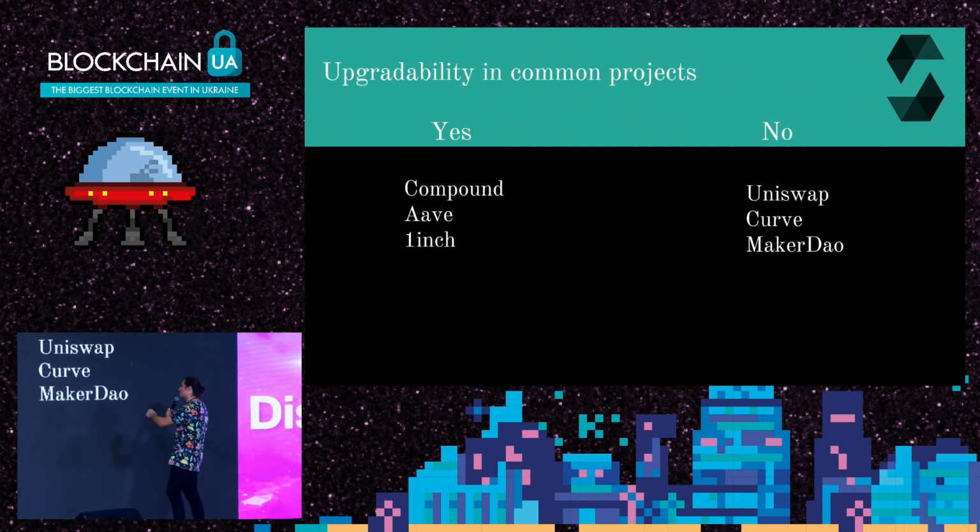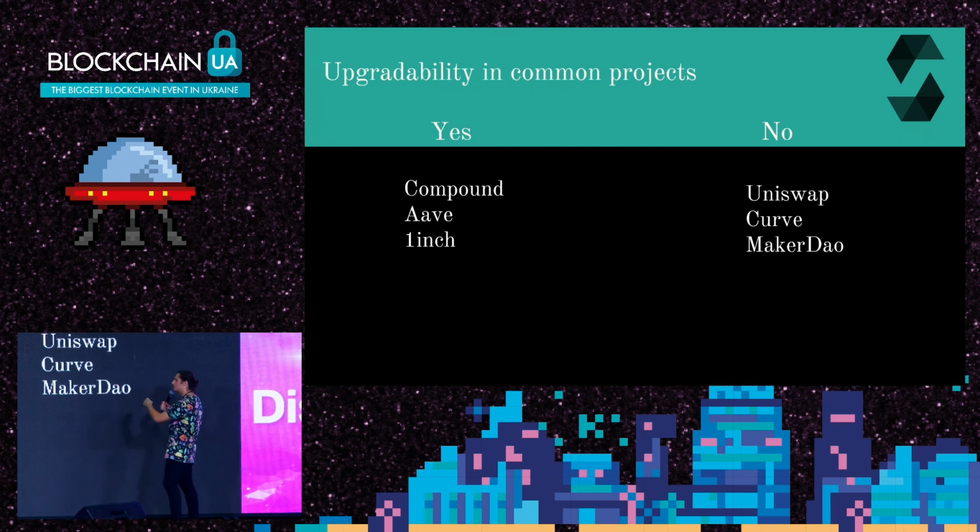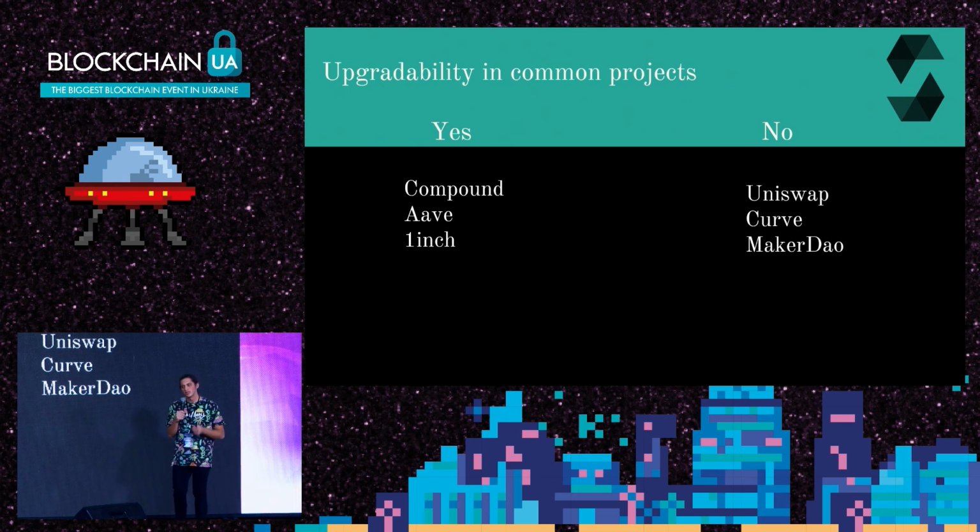But the other ones, for example Curve, I don't know about MakerDAO, but Curve, they don't have a system for upgrading smart contracts, but they have a system for just exchanging the addresses of the smart contract. So they can simply deploy a new one and share the address. That's not the same as upgradability because they don't store data, and you will definitely understand that they changed the contract, but still, they can do something.